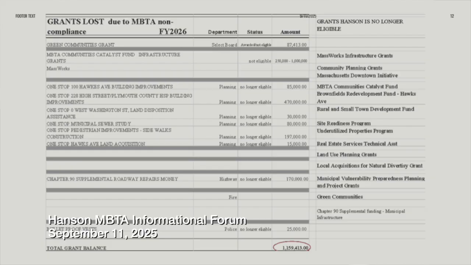We also know that our police department received a letter that they're not going to be eligible for $25,000, which funds their bulletproof vests. And also Chapter 90, which is our road money, the supplemental roadway repairs. We're no longer eligible for that. That's a loss of about $170,000 that the town would use to fund road repairs. So that is right now $1.1 million that we have lost due to this, and it's going to continue to increase.